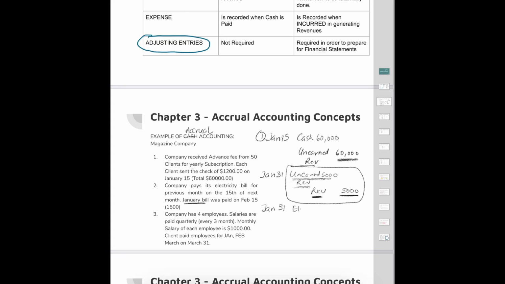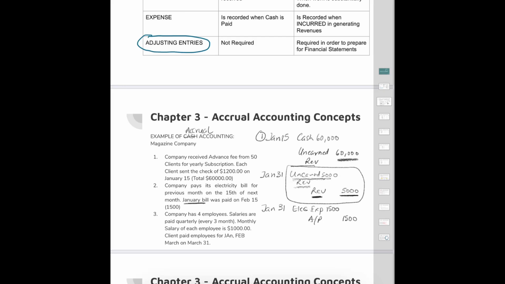What will they do? They will say electric expense 1,500, meaning they are recognizing the expense which will go on the income statement, and they will incur a liability, accounts payable 1,500. Now when February comes and they pay the bill, then they will debit accounts payable and credit cash.